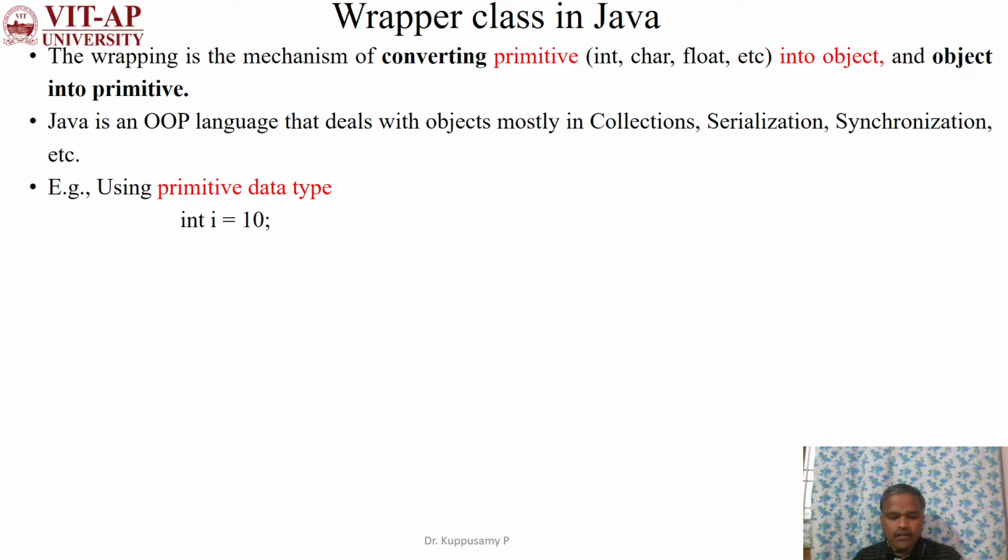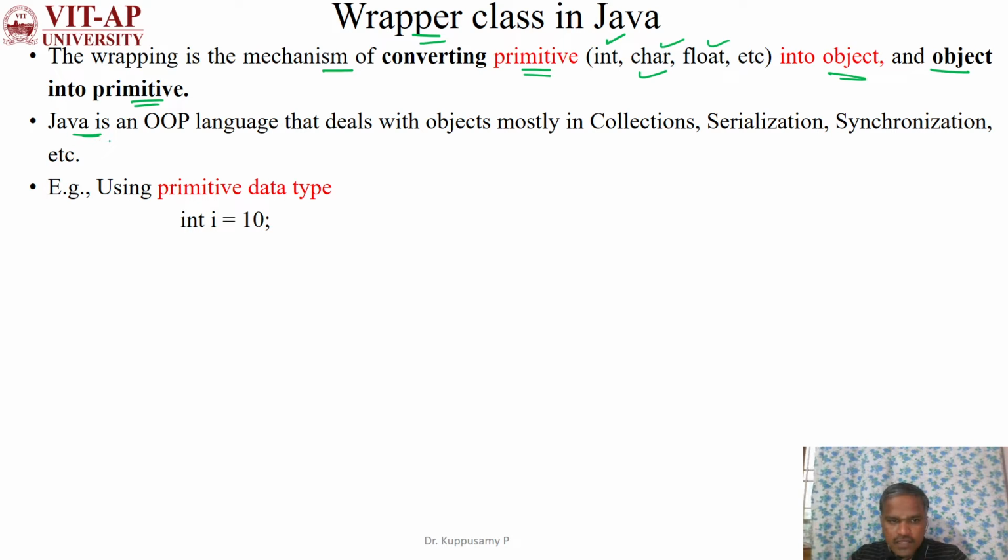Hi everyone, here we will discuss the wrapper class in Java programming. Wrapping is the mechanism of converting primitive data type variables into object type. For example, we are already familiar with primitive data types: integer, character, float, double, etc. Likewise, objects can be converted into primitive data type values.